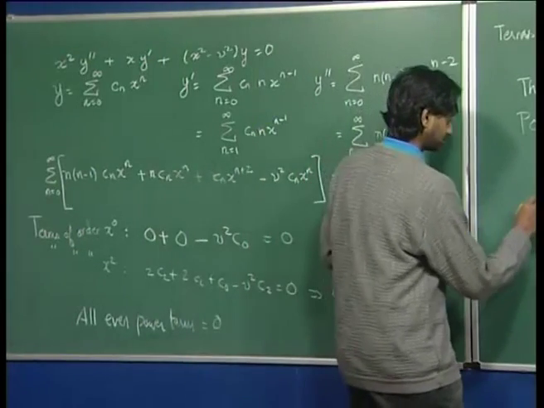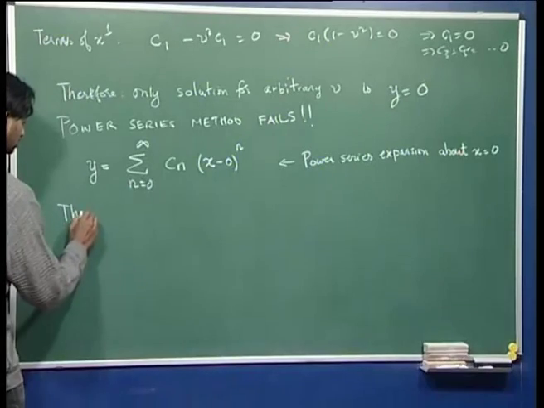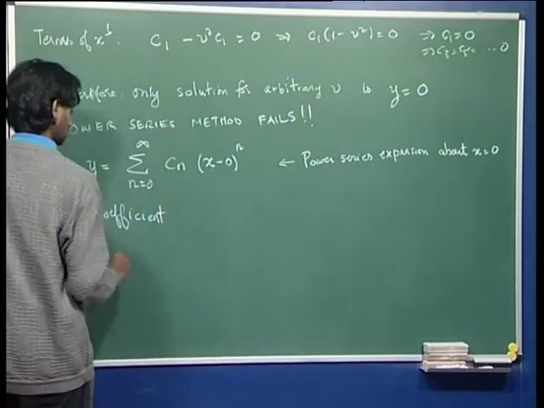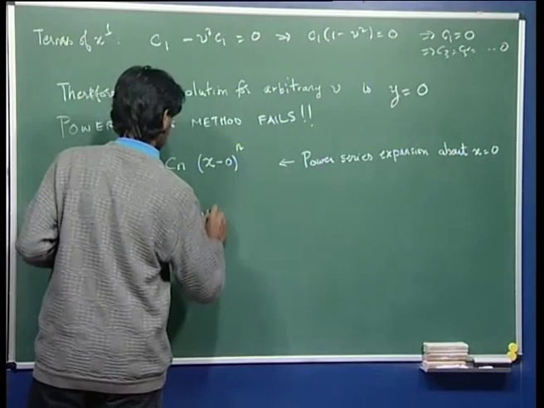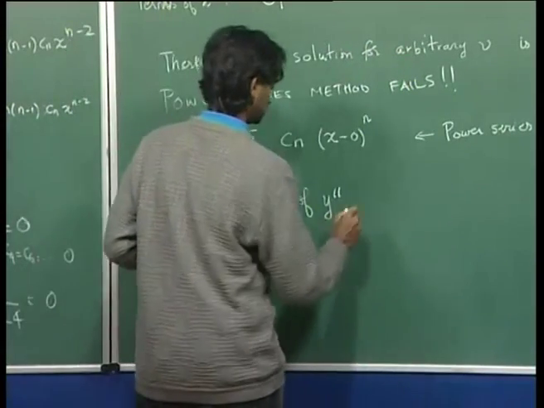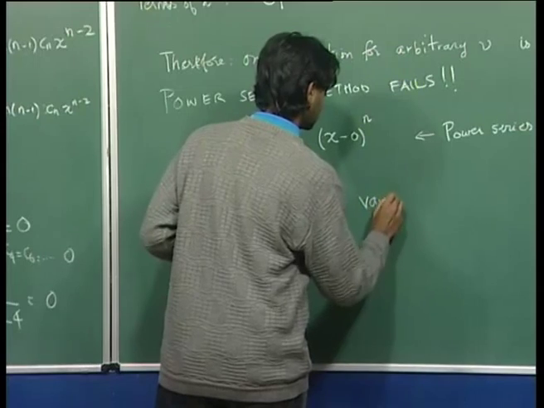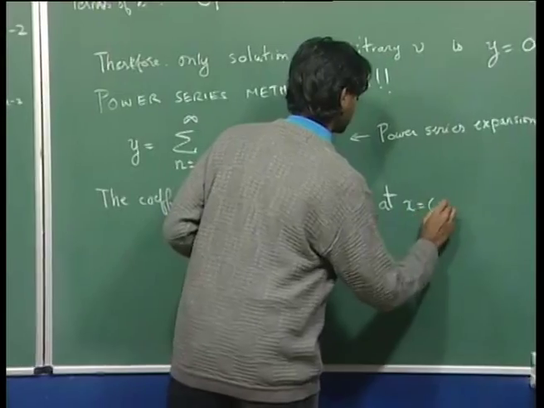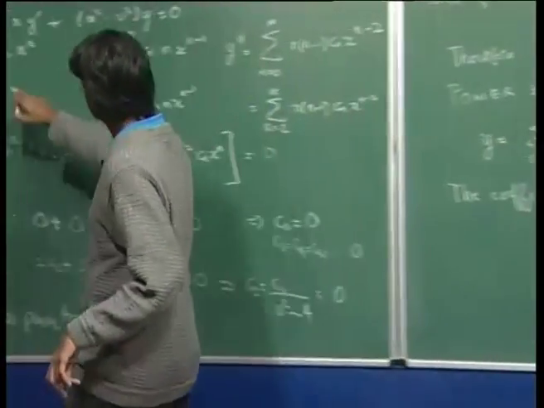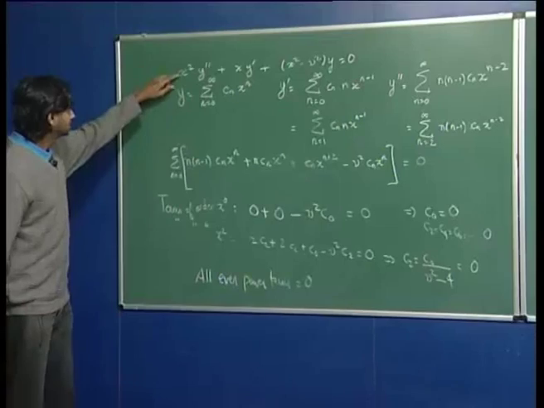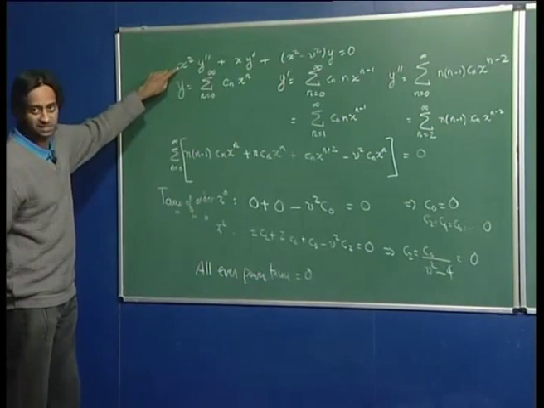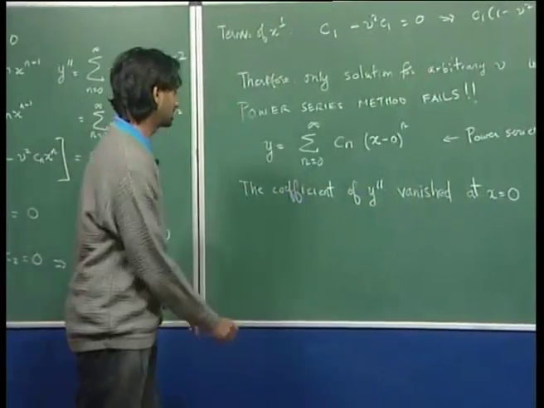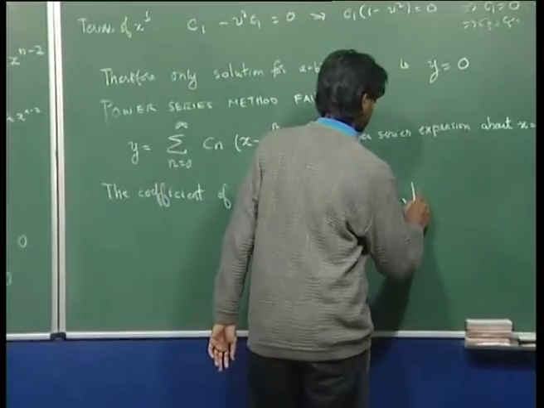because the coefficient of y double prime vanished at x equal to 0. Okay. So, the coefficient of y double prime is x square, and when x equal to 0, x square is equal to 0. So, the coefficient of y double prime vanished at x equal to 0, therefore, the power series failed.